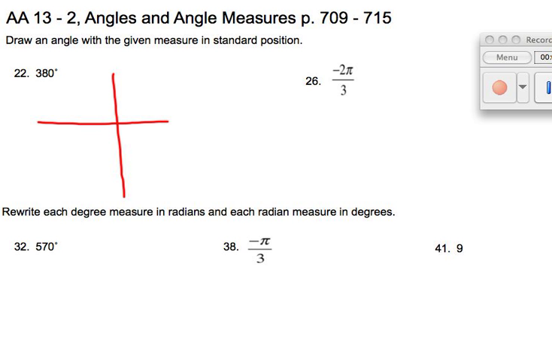So I'm going 380 degrees. 380 degrees means I'm going in a counterclockwise direction, a full 360 degrees, and then 20 degrees more. I draw on my terminal side, and then I tell my students, make sure you label the angle.